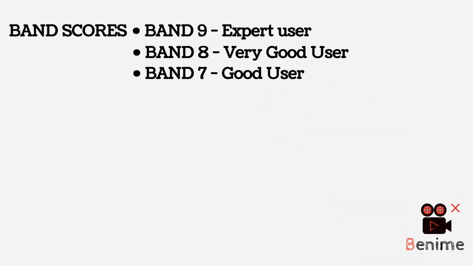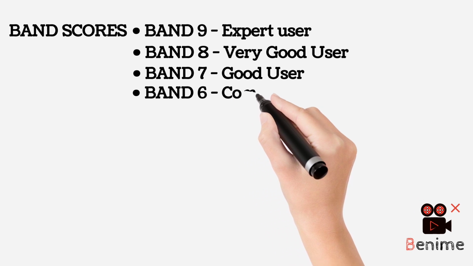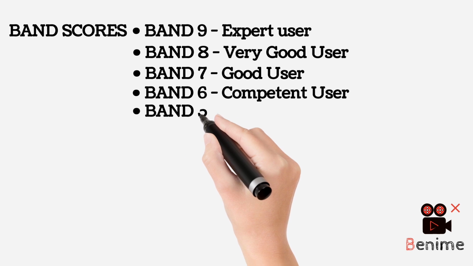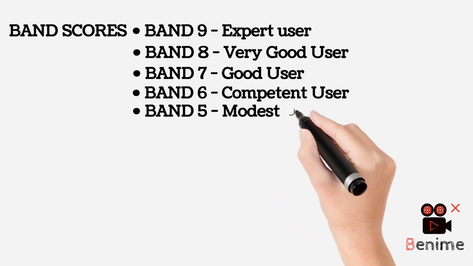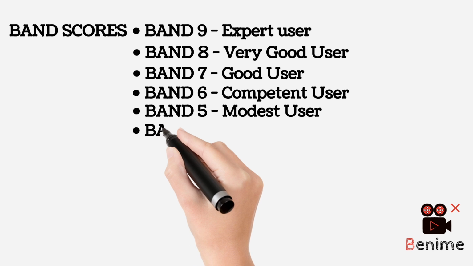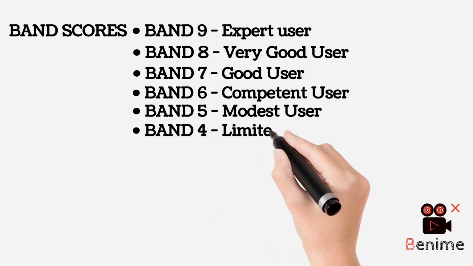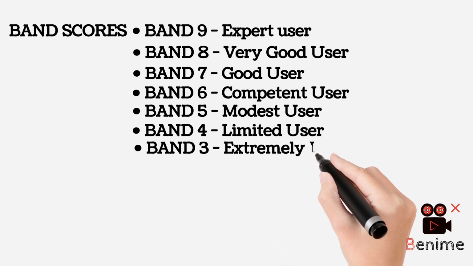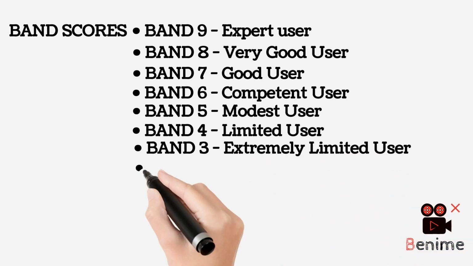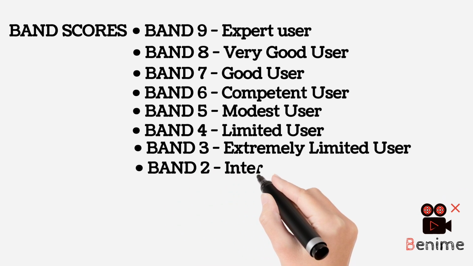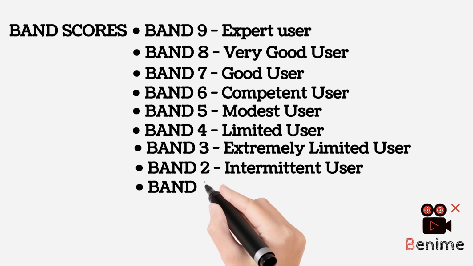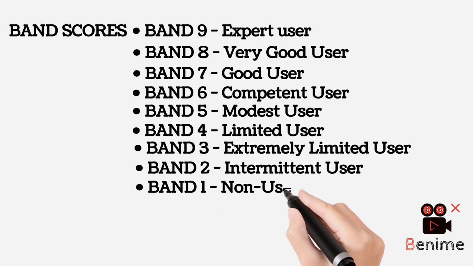Band 8 specifies you as a very good user of English. Band 7 is for good users. Band 6 is given to the competent users. Band 5 is for the modest user. Band 4 is for limited user. Band 3 is for extremely limited user. Band 2 is intermittent user, and band 1 is for the non-users who are not very well versed in English.